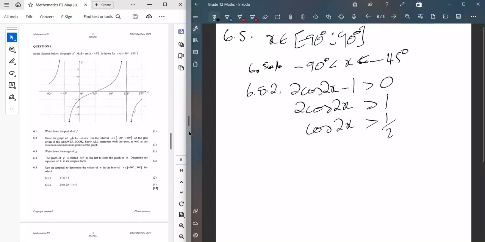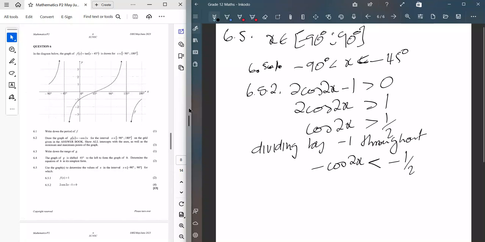You did not plot cos 2x, okay? You plotted negative cos 2x. So hear me out, I'm just going to write this. Dividing by negative 1 throughout, I want you to see something. You will have negative cos 2x. Because you divided by negative, it will change direction. It will no longer be greater than, but less than. So it's less than half.